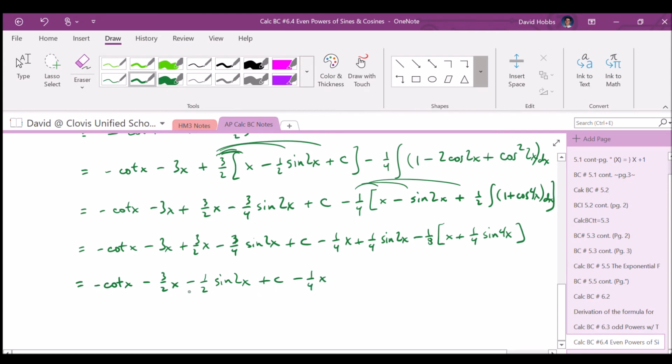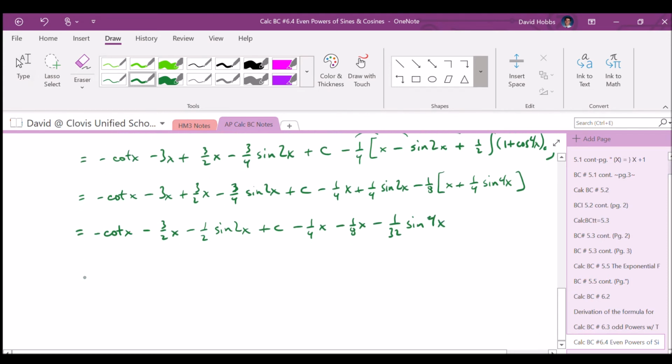Obviously, I can combine that into the negative 3/2 x, but I also have a negative 1/8 x, and I have a negative 1/32 sine 4x. Okay, I think we're going to finish it all here on this term. So, negative cotangent x. Negative 1/4 x minus 1/8 x. So that's negative 3/8 x.